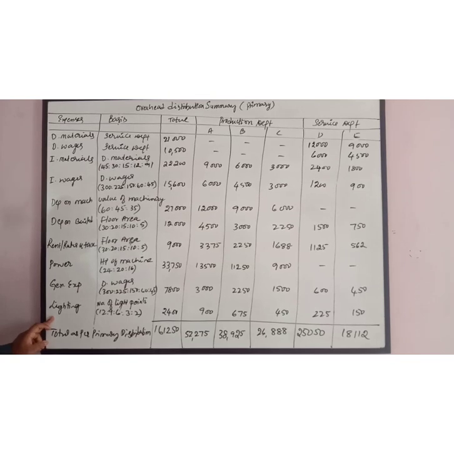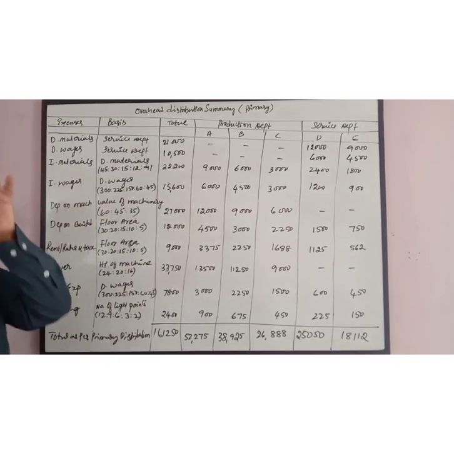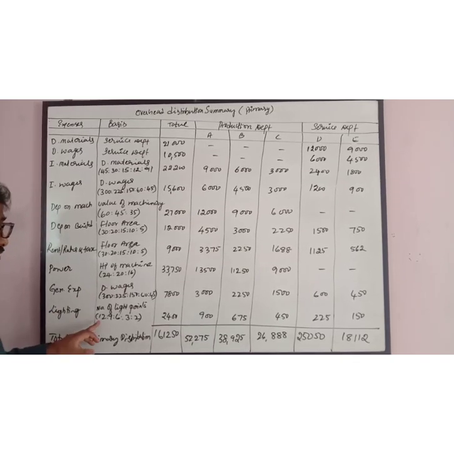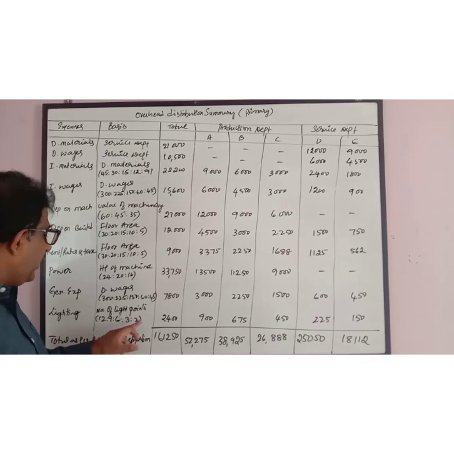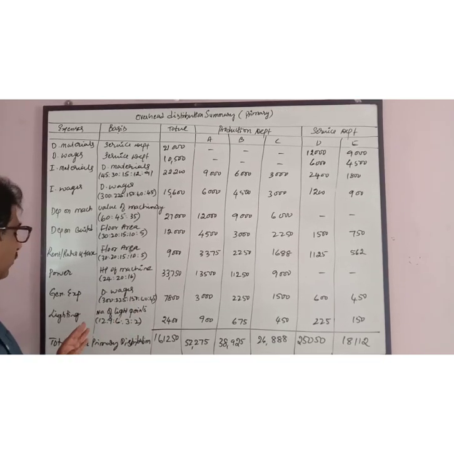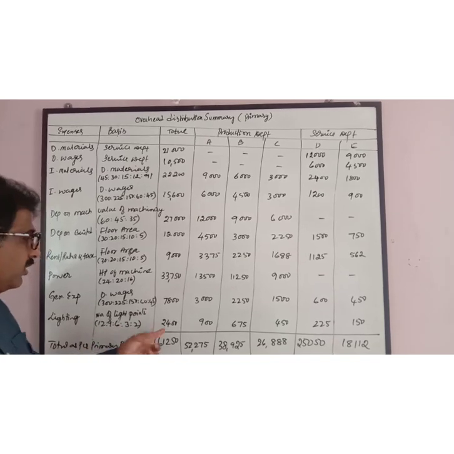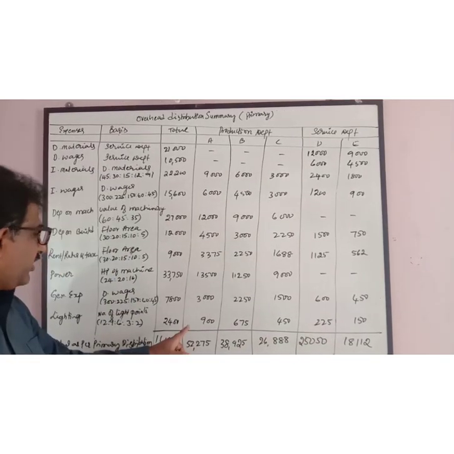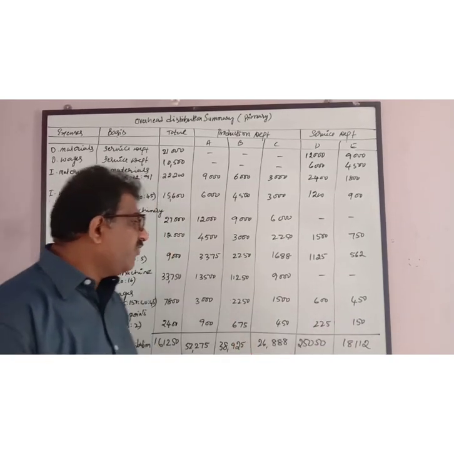Lighting: number of light points is given in the basis. So I take number of light points. How many light points are used in each department? 12 light points used in department A, 9, 6, 3, 2. Like it is shared by each department. So in this ratio, I apportion the expenses. It comes to 900, 675, 450, 225 and 150.